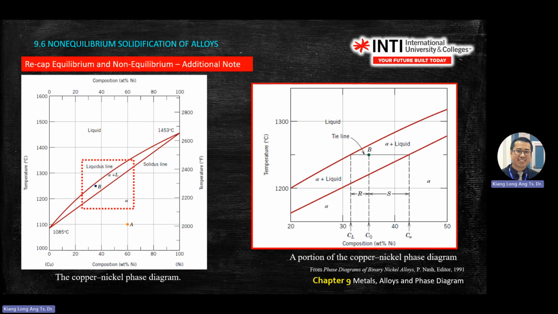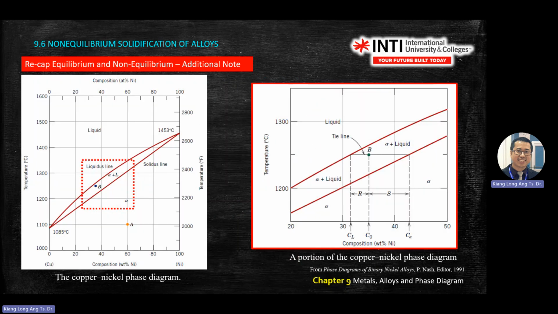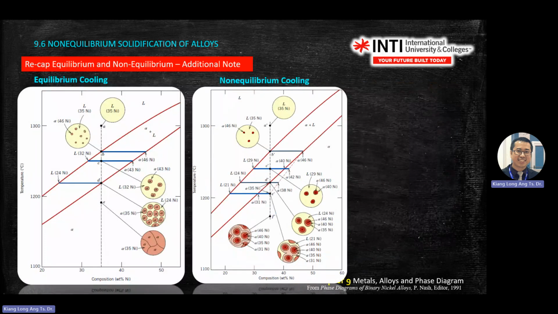Okay, this is just a recap on finding the equilibrium. Now this is a normal cooling. I want to show you what happened in the very non-equilibrium cases. So on the left is normal cooling. On the top is the liquid section. On the bottom is the solid section.